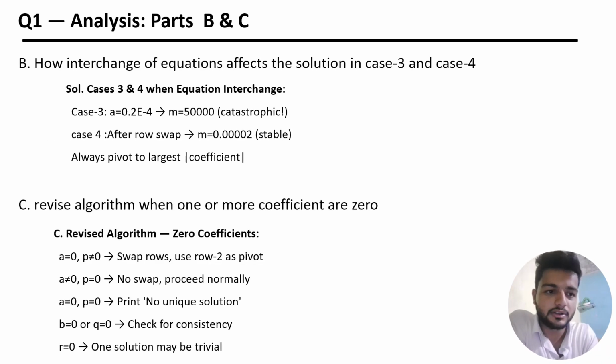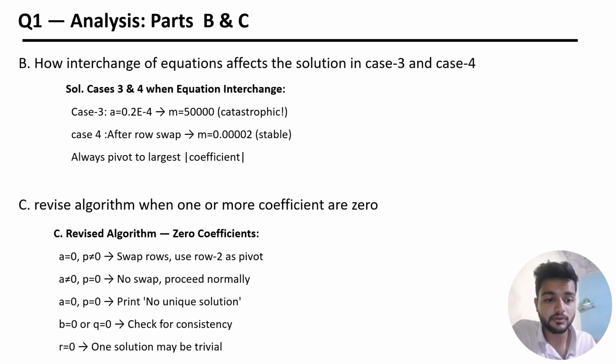So we'll be going on to the B part: how interchange of equations affects the solution in case 3 and case 4. Solution for case 3 and 4 when equations are interchanged. In case 3, m becomes 50,000, which is catastrophic, and in case 4, after the row swap, it is 0.00002, which is stable. Always pivot to the largest coefficient. Revise the algorithm when one or more coefficients are 0.